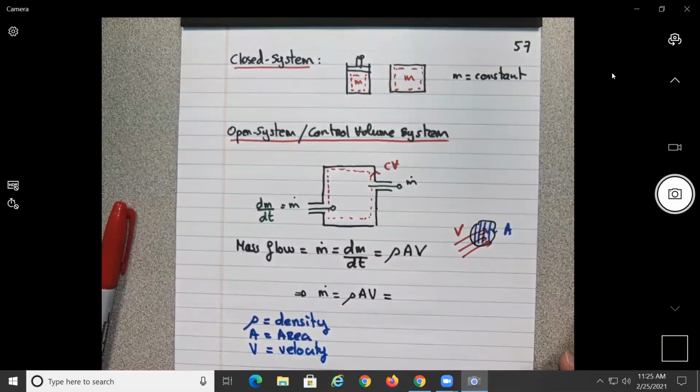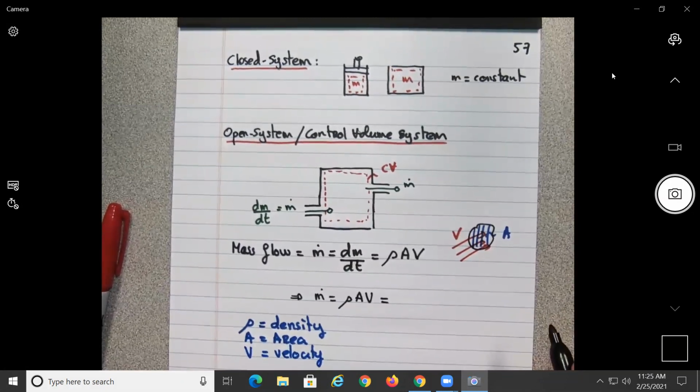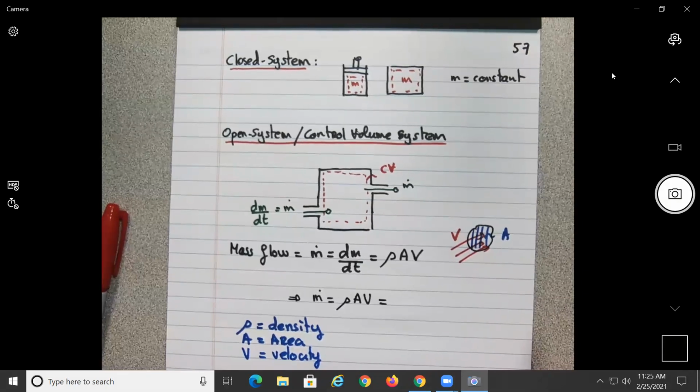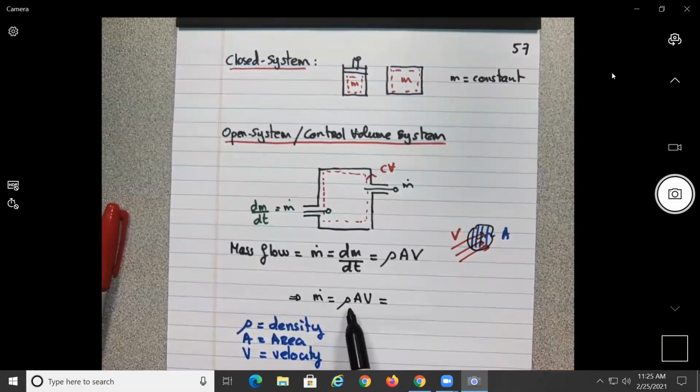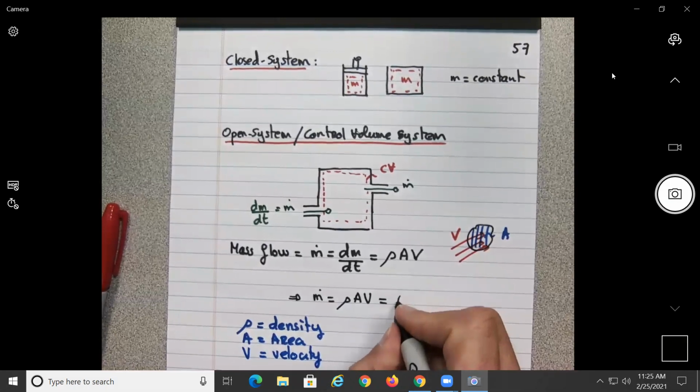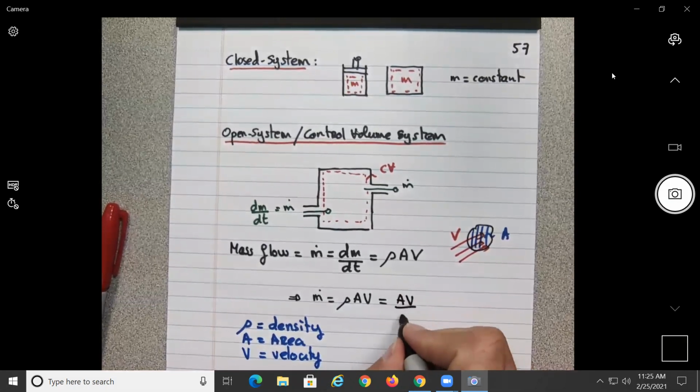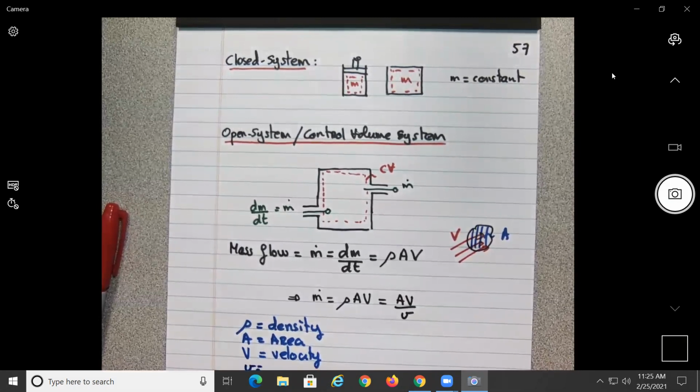And if you remember, what is the specific volume? Specific volume is volume divided by mass, correct? If you think a little bit, that's just the inverse of the density. So the mass flow is also equal to A V divided by little v, where little v is the specific volume.